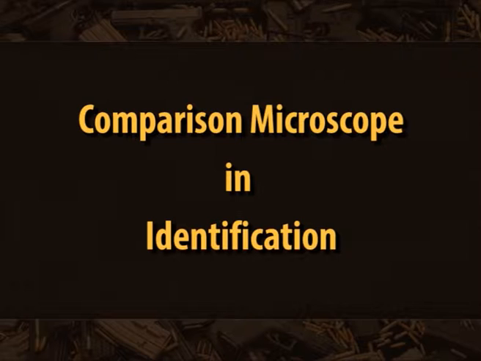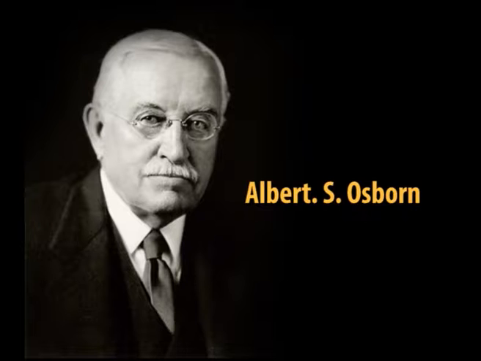Now, comparison microscope in identification and its use. The comparison microscope is probably the most important and the most widely used scientific instrument in a modern crime laboratory. The first comparison microscope to be used in the field of criminology was a very crude instrument compared to highly developed instruments now available. It was designed by Albert S. Osborne for application in the field of document examination.